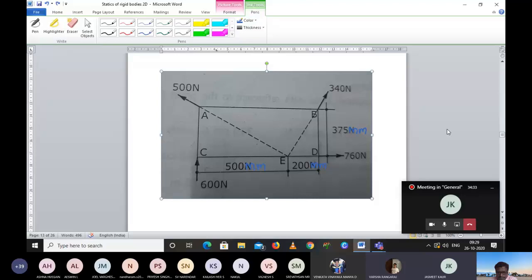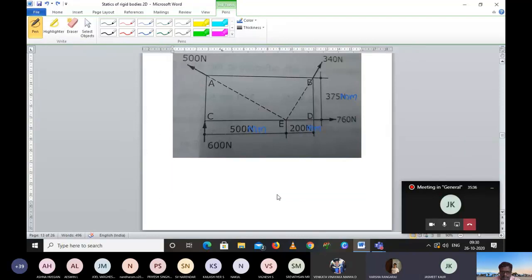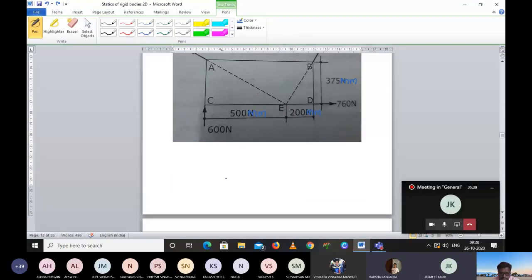So is it Newton meter or is it meter? No, 500 millimeter and 200 millimeter. Okay, this one is 500 millimeter, this is 200 millimeter, and this is 375 millimeter. So you are taking the same thing, a rectangle, and you know the forces; here you have to mark 760.